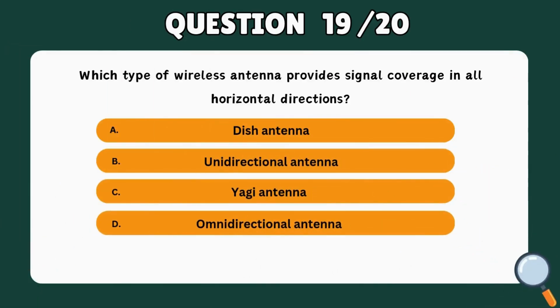Question 19. Which type of wireless antenna provides signal coverage in all horizontal directions? A. Dish antenna. B. Unidirectional antenna. C. Yagi antenna. D. Omnidirectional antenna. Correct answer: D. Omnidirectional antenna.